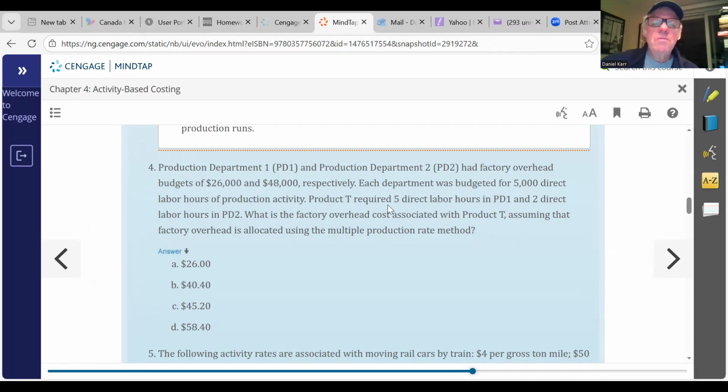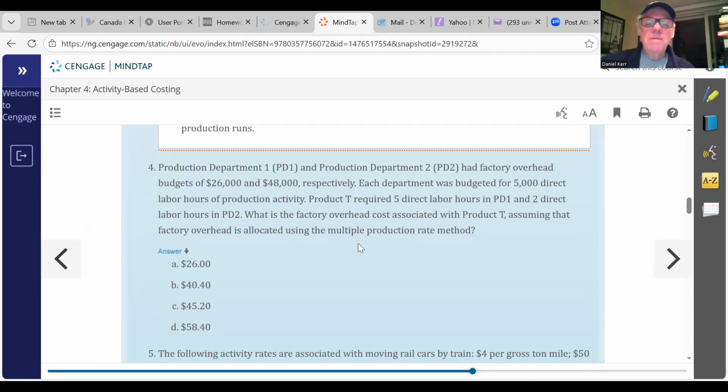So when we come up with the rate for production department 1, it's 5 hours in production department 1. And when we come up with the rate for department 2, it's 2 direct hours in production department 2. So this one has 2 phases. First thing you've got to do is come up with the rate for each production department. So you've got 26,000 divided by 5,000. That gives you 5.2 per hour. And then you've got 48,000 divided by 5,000. That gives you 9.6 per hour. Okay, so those are your two rates, one for each department.